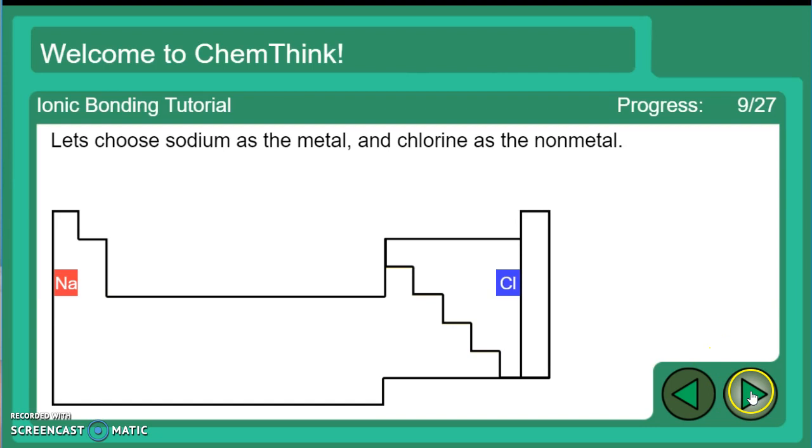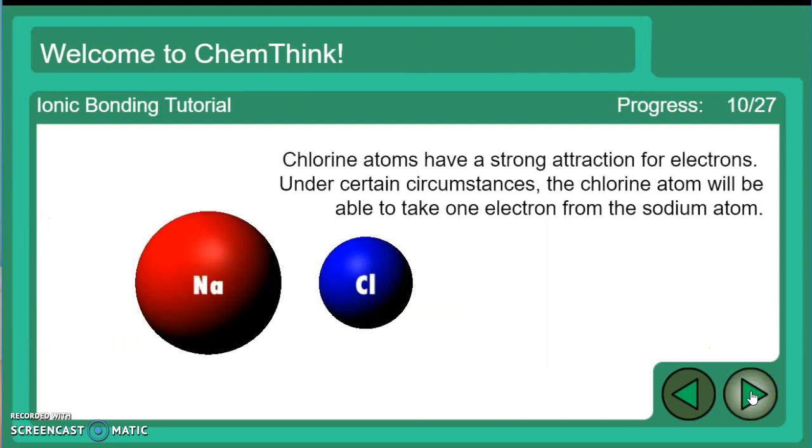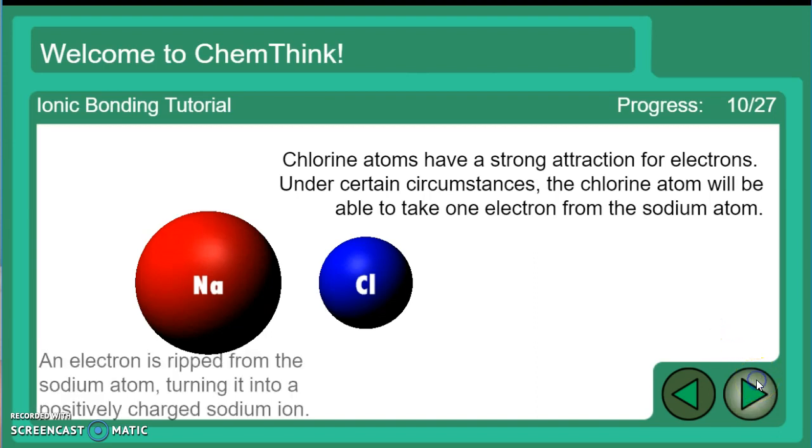Here we're going to look at sodium and chlorine. Chlorine atoms have a strong attraction for electrons. That's that electron affinity. They really want to have electrons because they're so close to having a full outer shell. They only need one more. They're in group 17, so they have 7 in their outer shell. We learned in the last notes that 8 is a complete outer shell. Sodium only has 1 to lose, and then it will have a full outer shell.